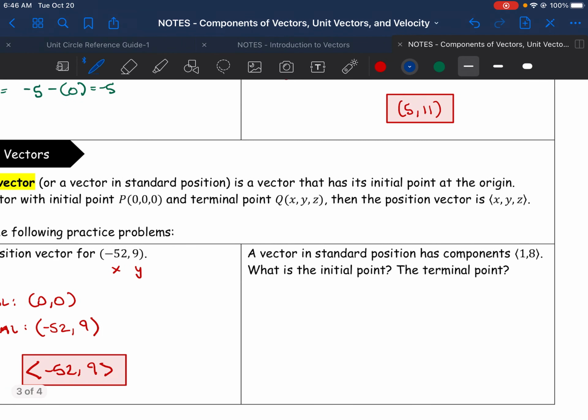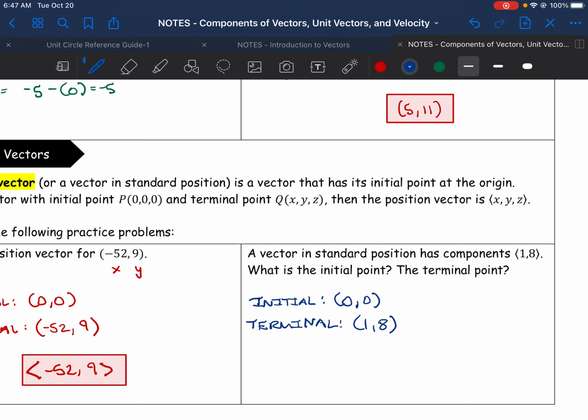In our next example, a vector in standard position has components <1, 8>. What is the initial point? What is the terminal point? Well, once again, this is a vector in standard position. Being in standard position automatically means that the initial point will be (0, 0) in this case. And since it has components <1, 8>, that means that the terminal point is (1, 8).